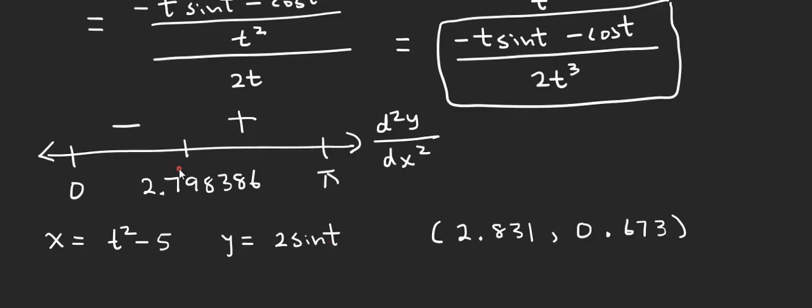So now we know that the inflection happens when t equals 2.798386. And concavity changes because when t equals this value, the second derivative changes from negative to positive. Since x equals t squared minus 5 and y equals 2 sine t, we know that the inflection point will happen at this point on the curve, and we got this value by substituting this value into the original.